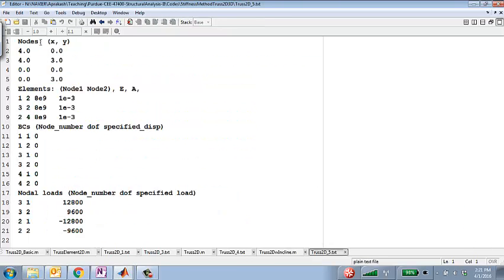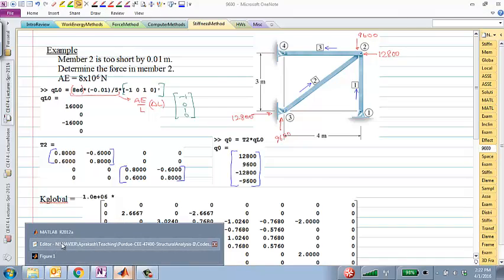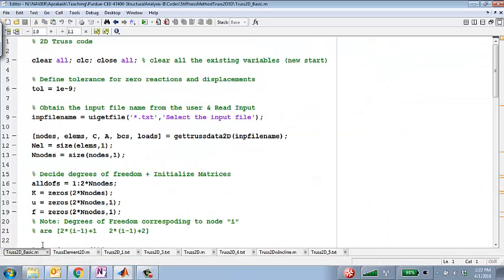So this input file for that truss is exactly what we had as before: 4 nodes, 3 elements, boundary conditions at 3 nodes, and the nodal loads. So node 3 has loads 12, 800, 9600, minus 128, and 960. These are exactly the forces that I drew here. Okay, so you just have to make a new input file for problems that have a misfit, and then use the 2D basic code that I've given you to be able to solve that, and finally change the internal force in the member that was too short or too long.